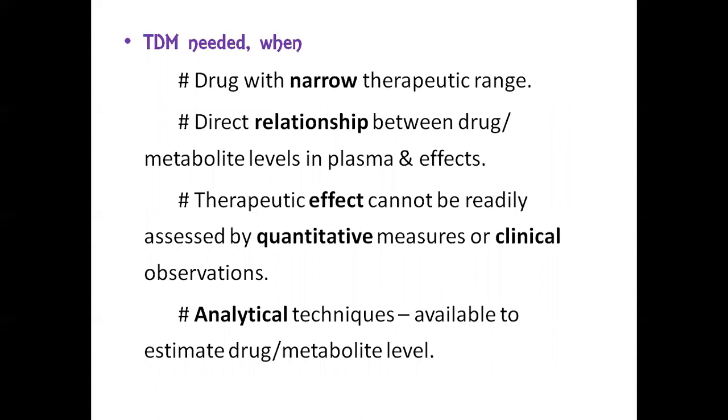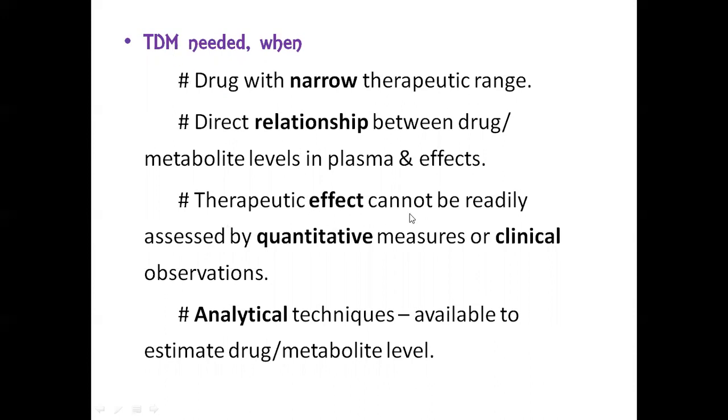Next one, the direct relationship between the drug or metabolite levels in plasma and effect. Like we are giving antihypertensive drugs. For that, the blood pressure will be reduced. So there is a relationship. At the same time, for diabetic patients, we are giving diabetic drugs, and the effect is a reduced blood glucose level. So there is a relationship. In these conditions, we can do TDM.